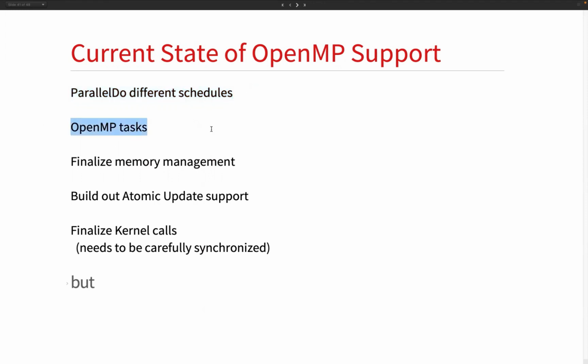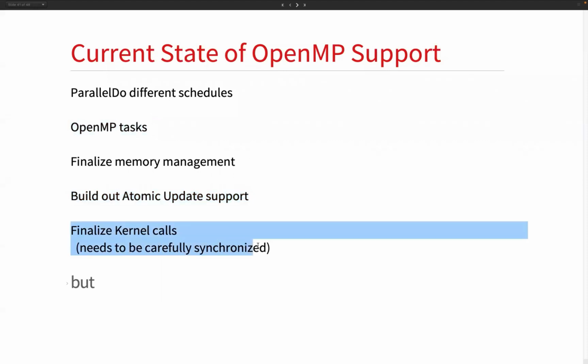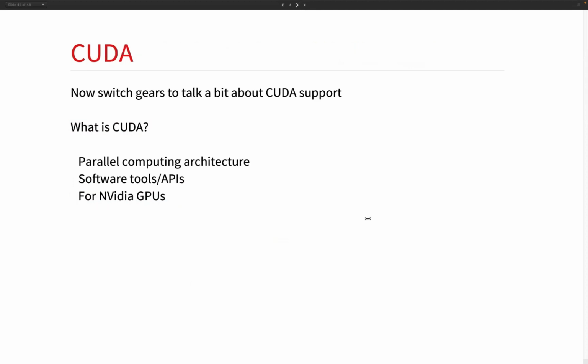OpenMP has other paradigms like tasks. We need to finalize memory management. This is being built out, and we need some careful work with kernel calls to make sure that they're very carefully synchronized. If you call the kernel from multiple threads, it crashes. But what we have is really quite functional. So that's all quite handy.